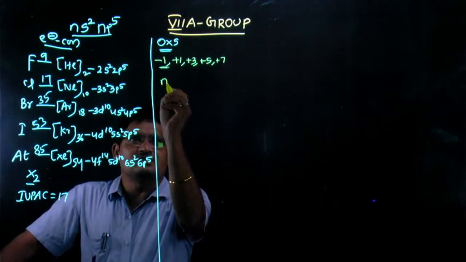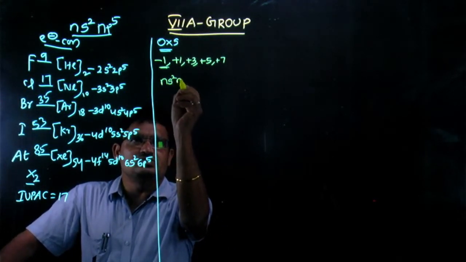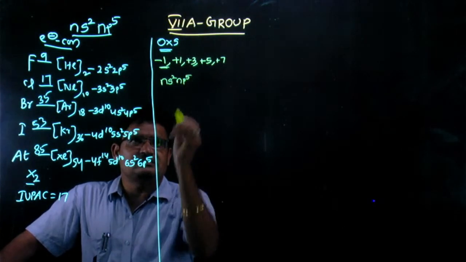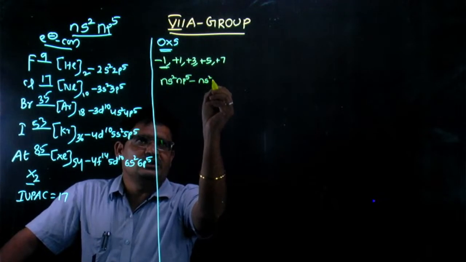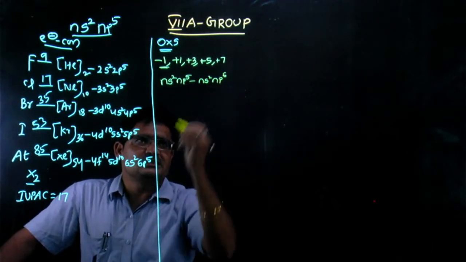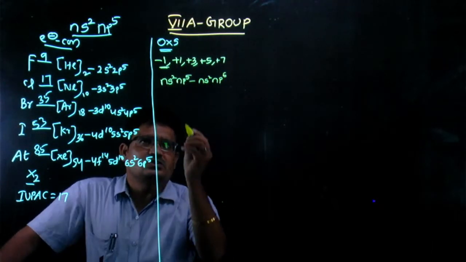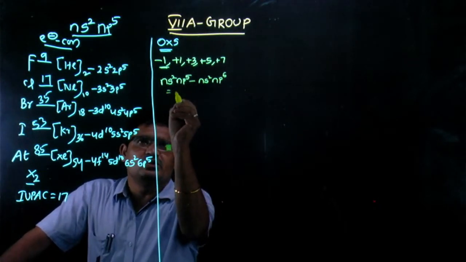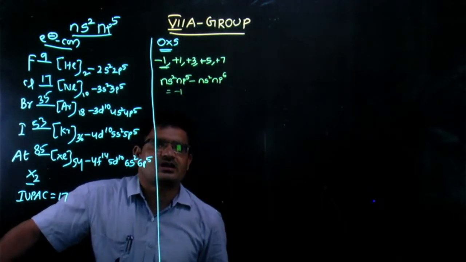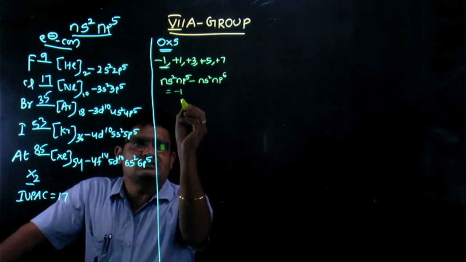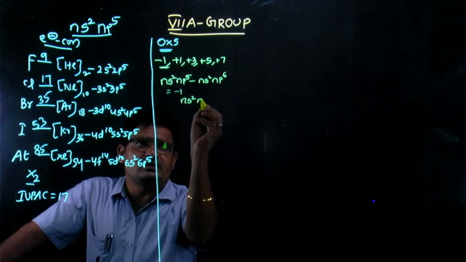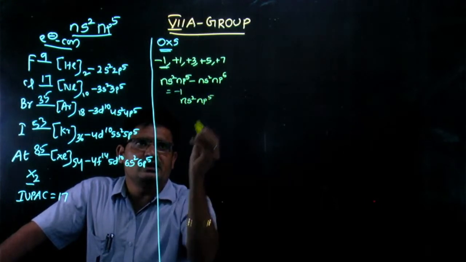So what happened here? This is ns2 np5, the seventh group element. Now ns2 np6, this is the zero group element. So 5 minus 6 equals -1. This -1 is called the common oxidation state. The other oxidation states depend upon the ns2 np5 configuration like this.